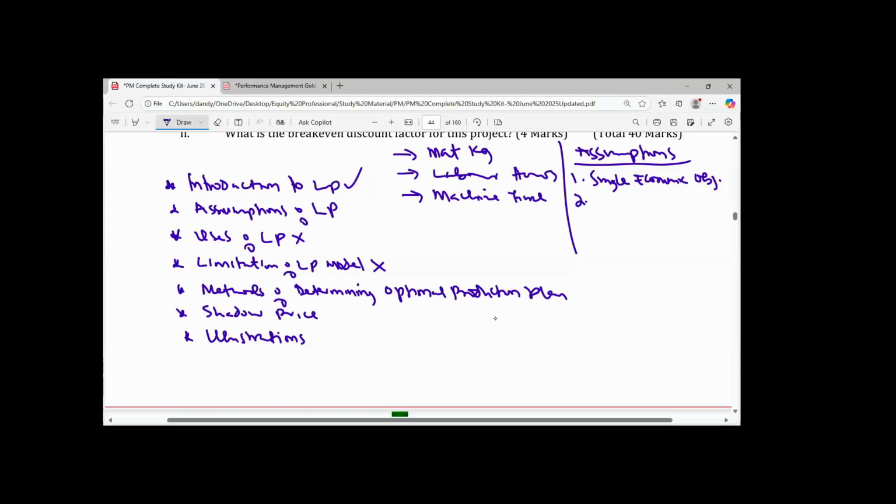Then number two is divisibility. All right, divisibility. Okay, you can call it divisibility or fractionality. This is premised on the fact that fractional output can be produced, and that it is not compulsory that a company must produce the entire output set out to produce.